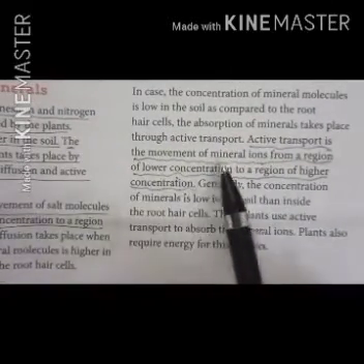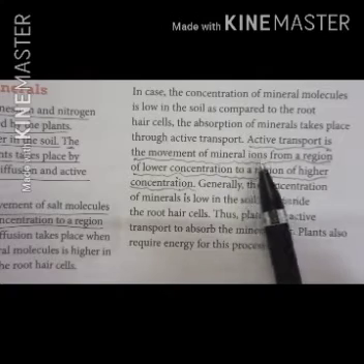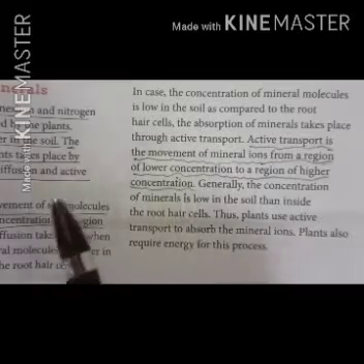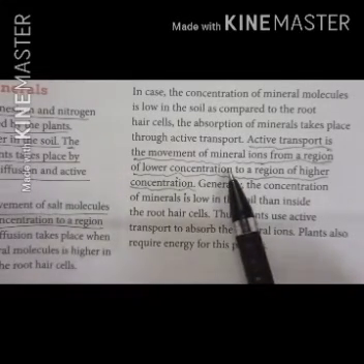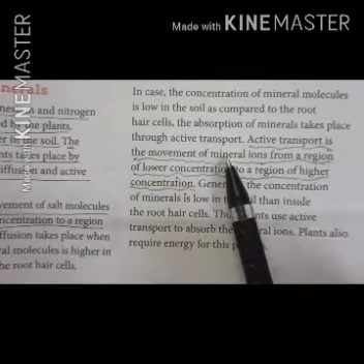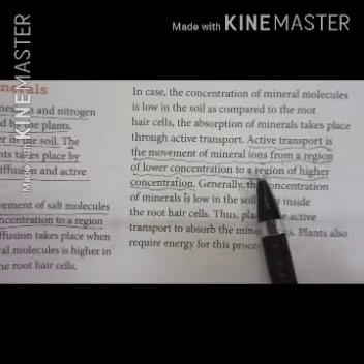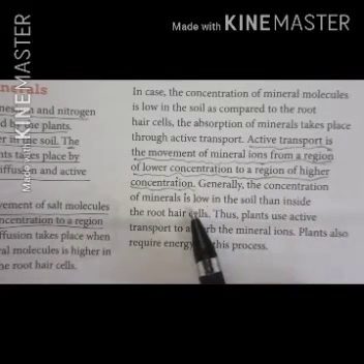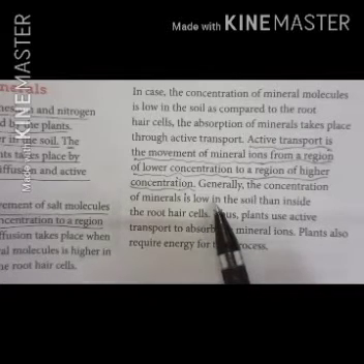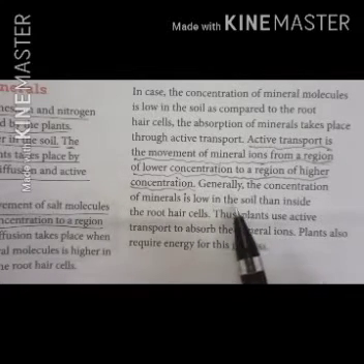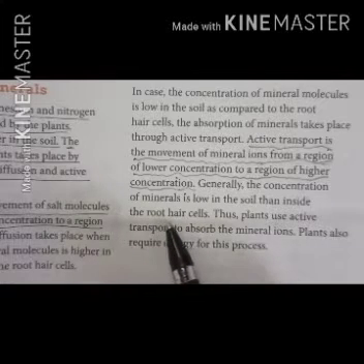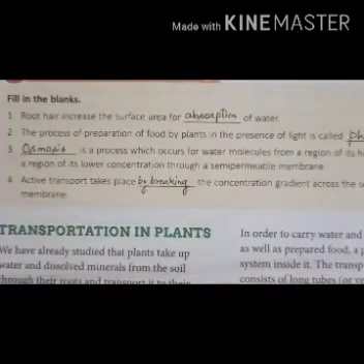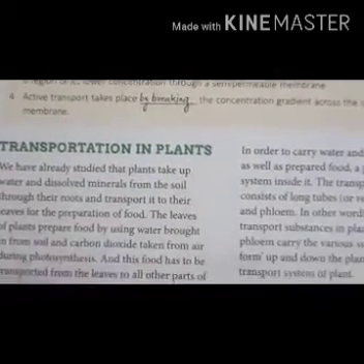Active transport is a movement of mineral ions from a region of their lower concentration. Just see, diffusion may go from higher concentration to lower concentration, but in active transport there is movement of mineral ions from a region of lower concentration to the region of higher concentration. Why? Because minerals are present in the soil in a low concentration, as compared to inside the root hair cells, and for that they require what? Energy.